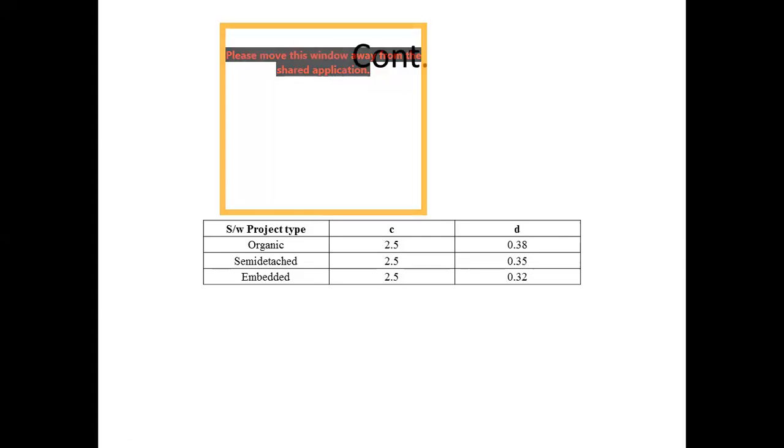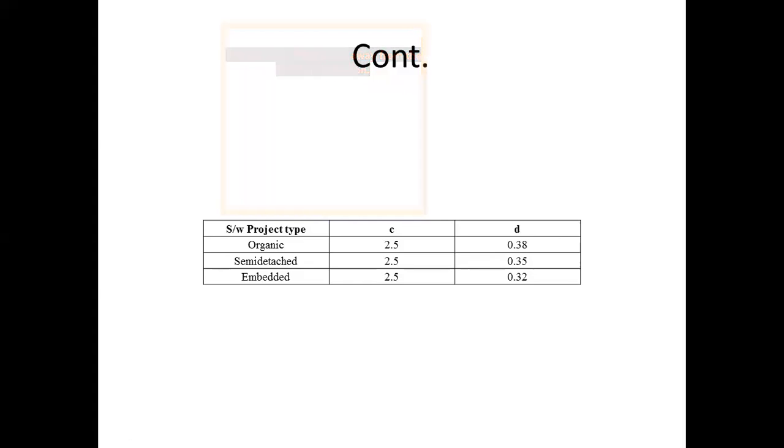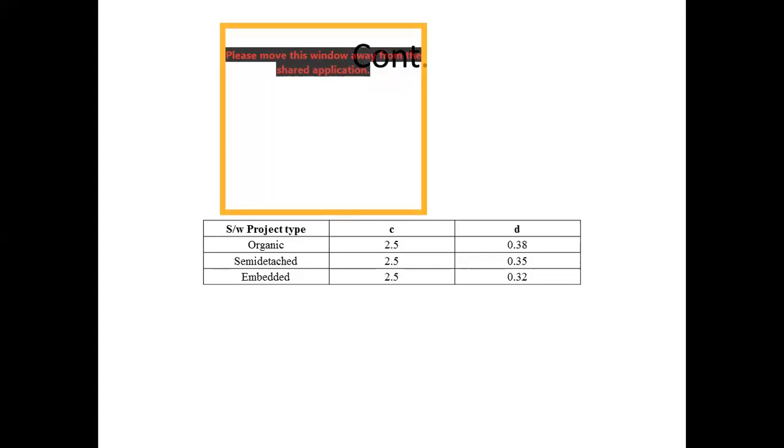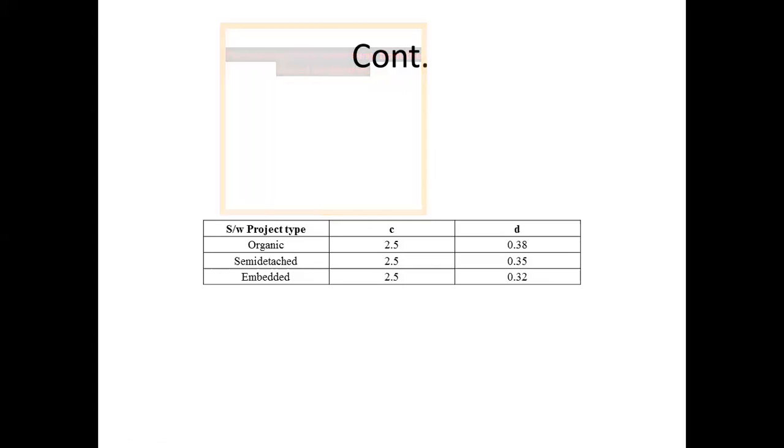So first, take care in judging the type of project, whether it is organic or semi-detached, because everything will depend on this. If you are able to choose the type of project, then you can choose the values of A and B. Similarly, whenever you are going to calculate the duration of the project, it will depend on the values of constants C and D.